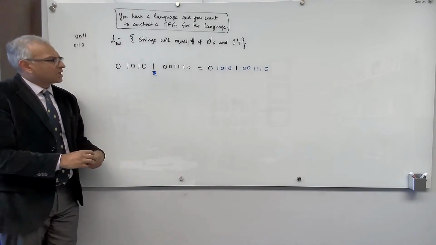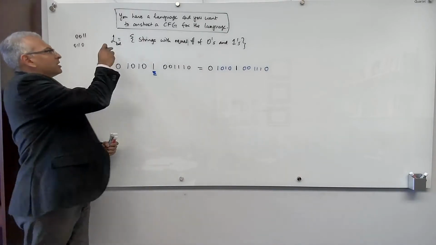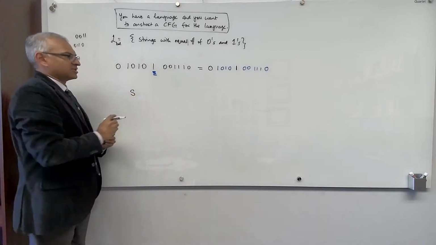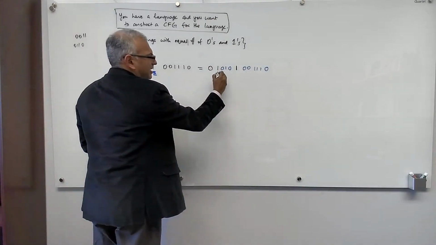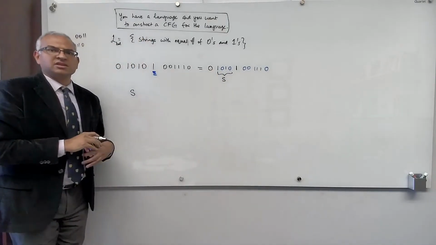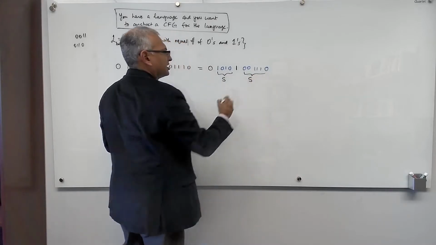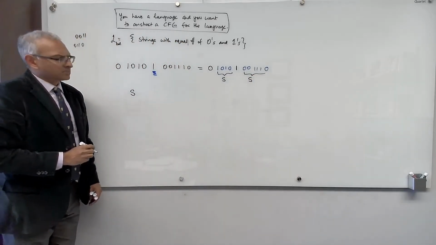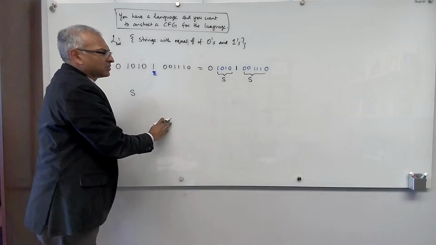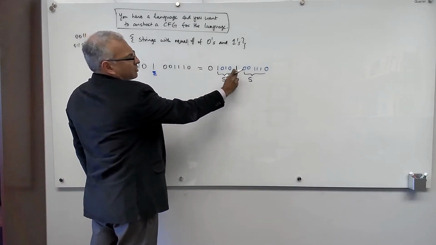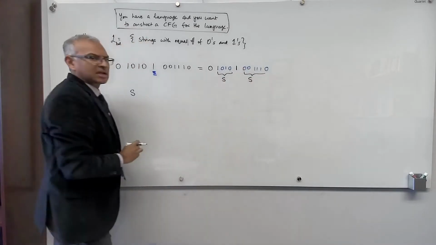If I use a start symbol S to represent strings in this language, then this part can be represented by a string in this language, and this part can be represented by a string in this language. So what this suggests is that every string in this language can be represented as a 0 followed by a string in this language, followed by a 1, followed by a string in this language.